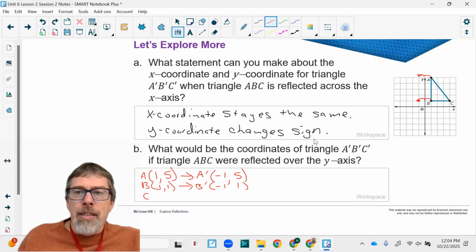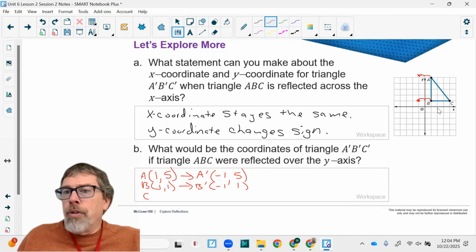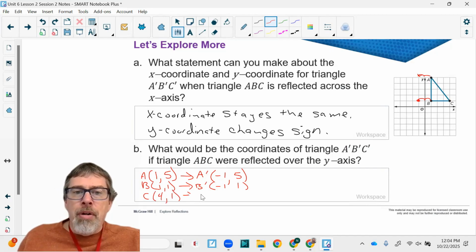So I'll do that with C. C is over 1, 2, 3, 4, up 1. So C is at the point (4, 1). So C prime is going to be x times -1, or negating x, which is -4, and the y will stay the same. So it's going to end up at (-4, 1), 1, 2, 3, 4, 1, right here. So then when I draw this, our triangle's right there.